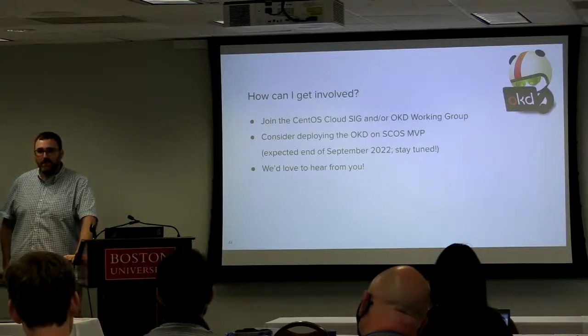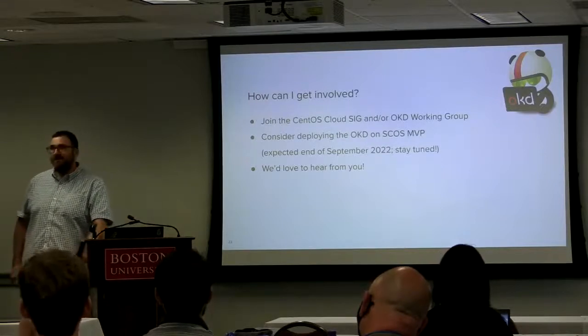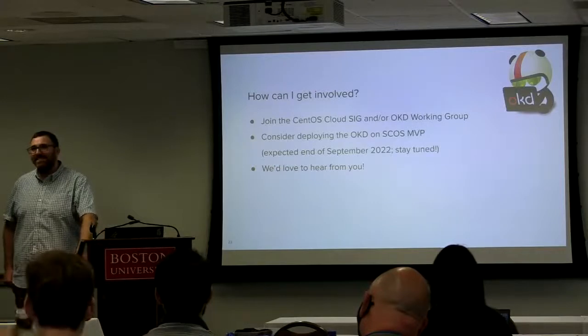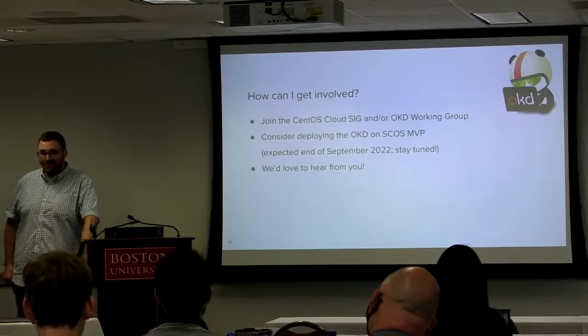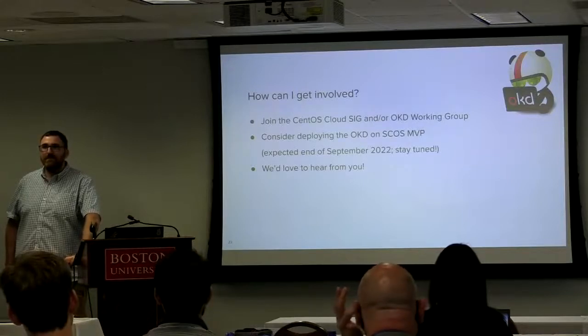I don't know this for certain because I don't work for Red Hat, so I have no idea what's going on here. But my understanding is that the CentOS Stream CoreOS manifest is actually a replica of the RHEL CoreOS manifest. And so that is unlikely to be allowed to be contributed to.